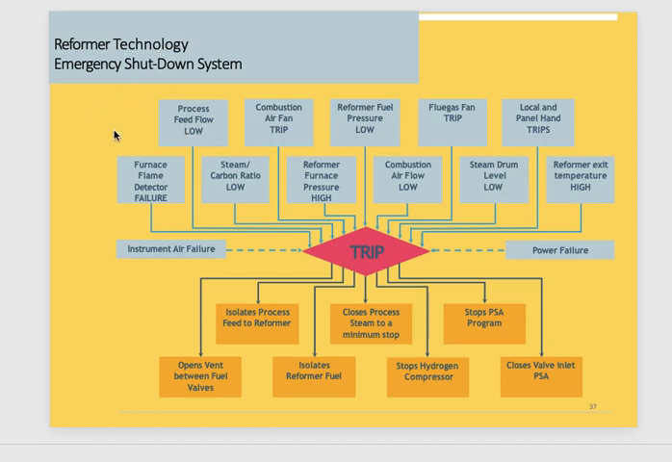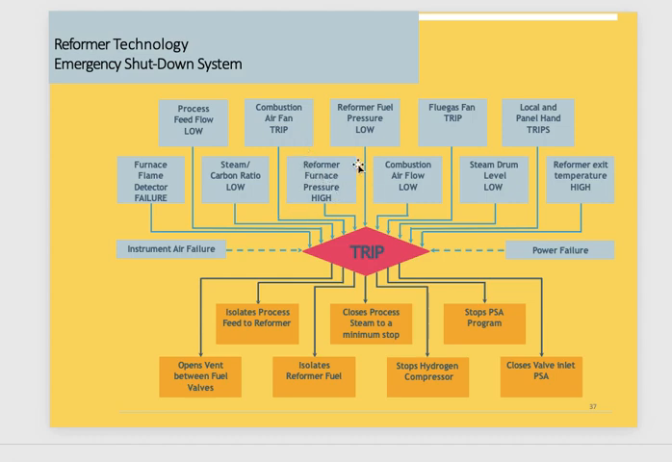Okay, for this reason you have a steam to carbon ratio low trip, when it goes below around 2, the ratio between the CH4 and the H2O. If it goes below this value, it will trip the process. Okay, the combustion air fan is the source of combustion air. If you lose the combustion air, for sure you will shut down the reformer and the process. Okay, and reformer furnace pressure high.